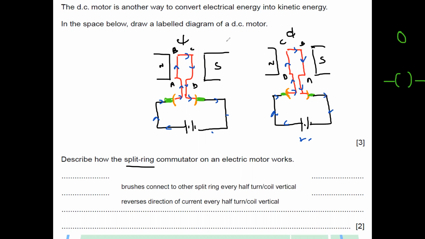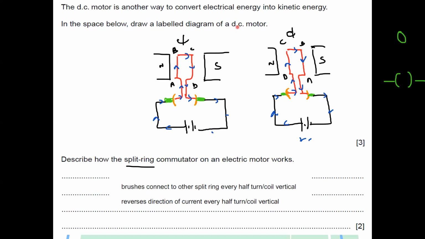So you can see the direction of the current has changed. First, the direction of the current was from A to B, B to C, and then C to D. But when it rotated 180 degrees, the direction of the current is from D to C, C to B, B to A. So what is the use of the split rings? When the split ring rotates 180 degrees, the direction of the current changes in the DC motor.